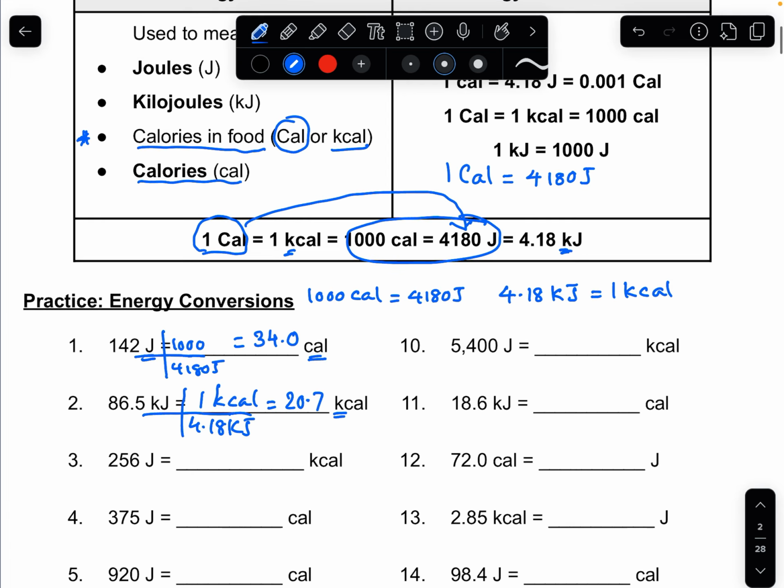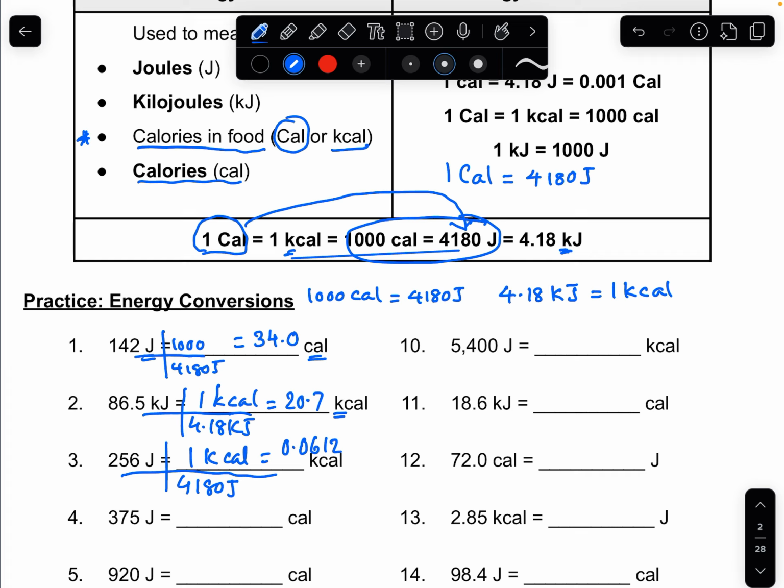Okay, next one, joule to kilocalorie. Okay, so you are picking the joule value, which is this, and converting this to this. Okay, so we are going to convert 4180 joules will be equal to 1 kilocalorie. Okay, so you will get the answer 0.0612 kilocalorie.